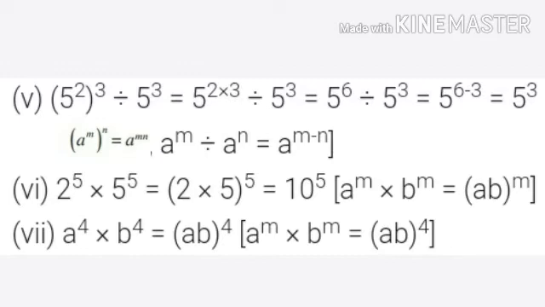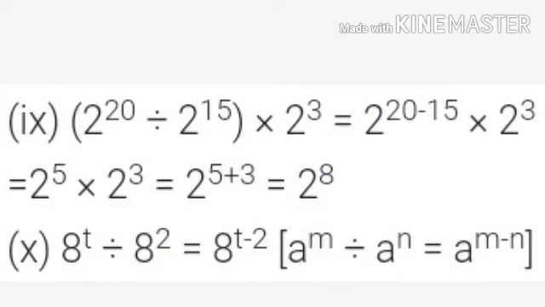Question number 6. 2 raised to the power 5 into 5 raised to the power 5. Using the fourth law of exponents, multiply the bases and the power remains the same. 2 fives are 10 raised to the power 5. Seventh question, same as 6. a raised to the power 4 into b raised to the power 4. The bases are different and the powers are equal, so ab whole to the power 4. Here also we apply the fourth law of exponents.